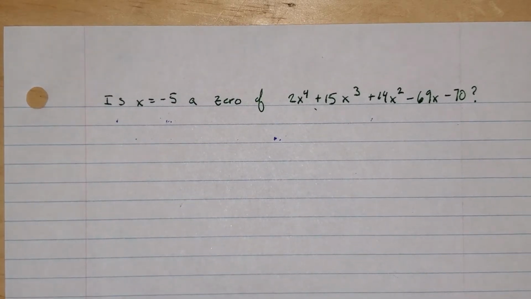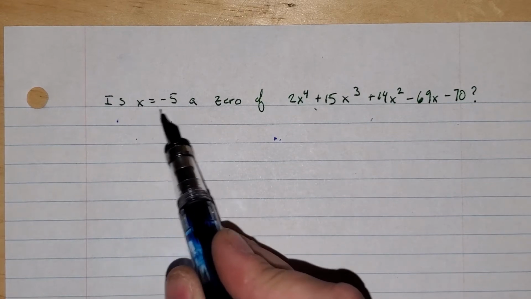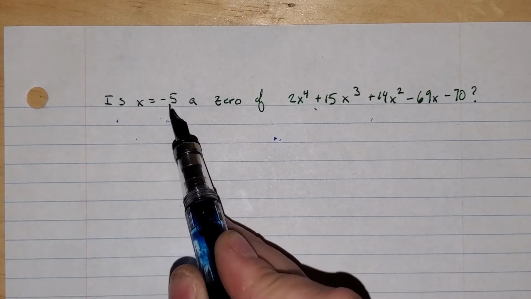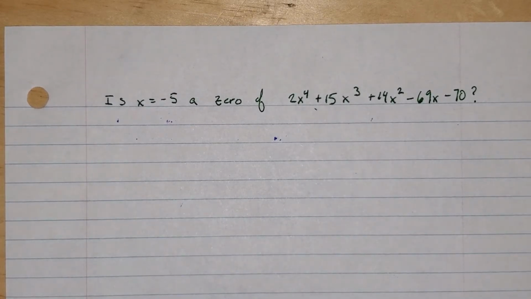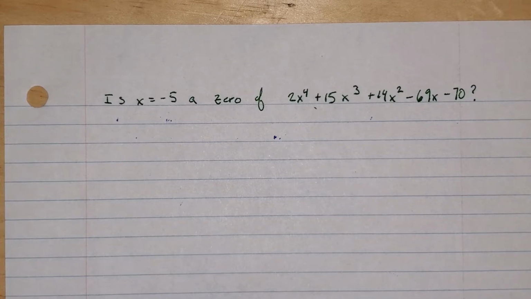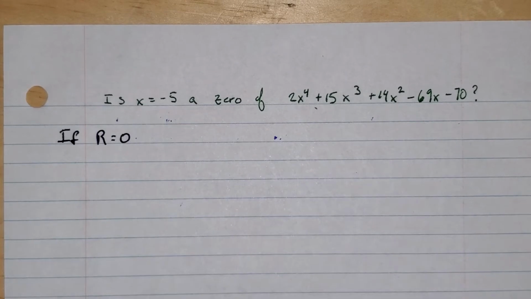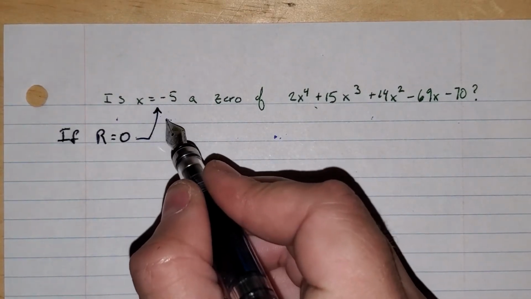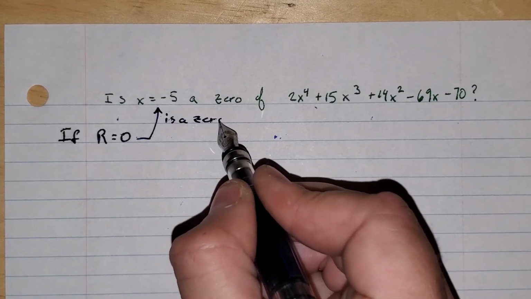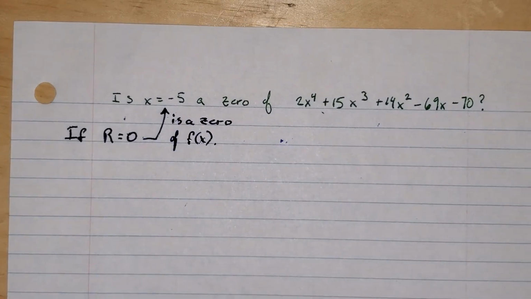What the remainder theorem says, it's actually two parts. The first part says if you do synthetic division with this number, you get the same result as if you plug this number in for x. We don't really care about that right now. Here's the second thing it says. If the remainder is equal to 0, then this is a 0 of the function. That's what the remainder theorem says.